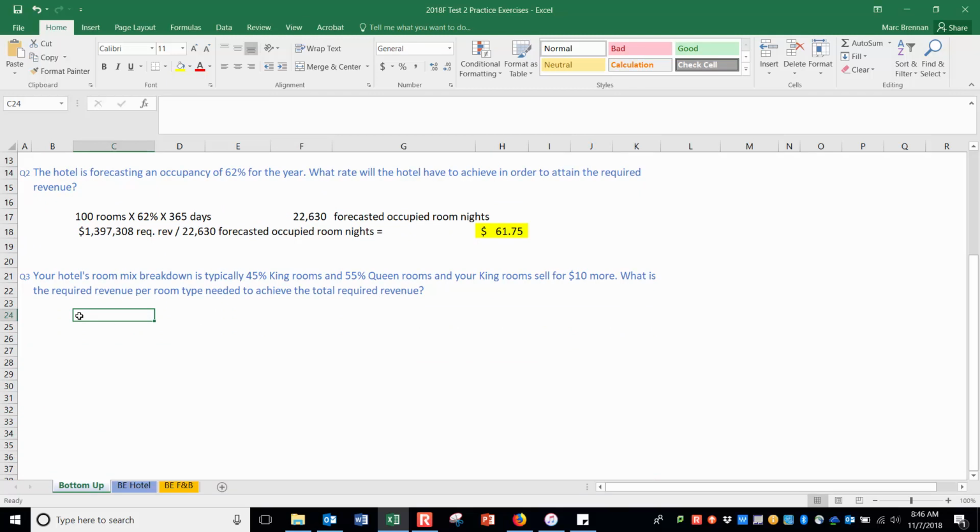Now this was the one that we talked about in class. It's a bit more algebra, right? So your hotel's room mix breakdown is typically 45% king rooms and 55% queen rooms, and your king rooms sell for $10 more. What is the required revenue per room type needed to achieve the total required revenue? So our first step is going to be to break down the rooms into how many room nights I'm going to sell for different types of rooms.